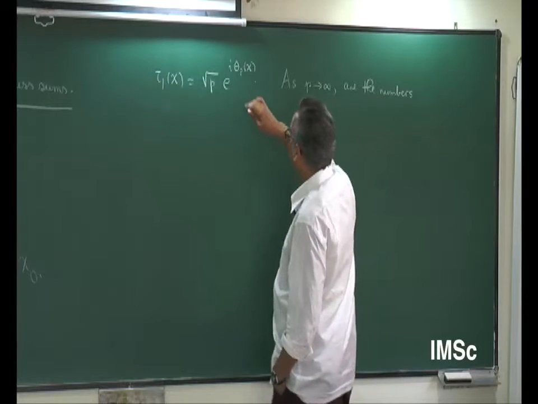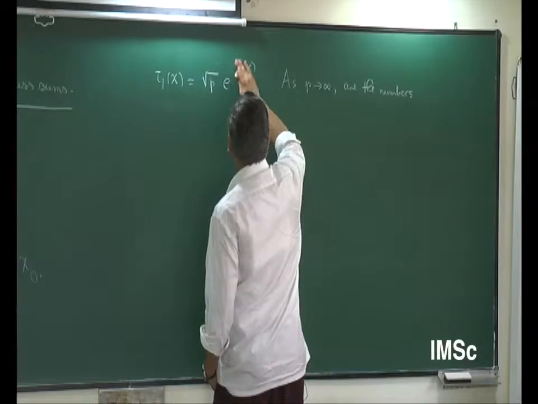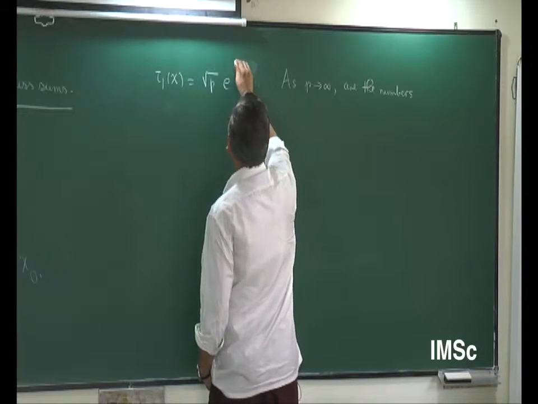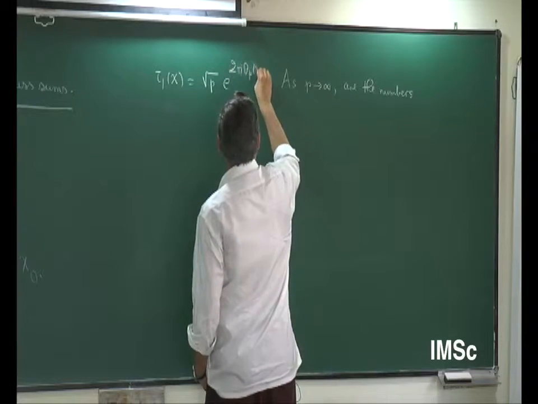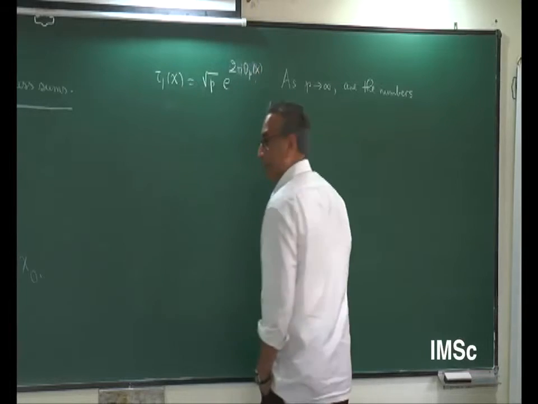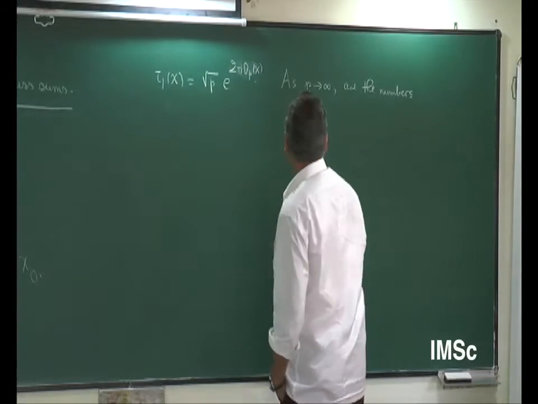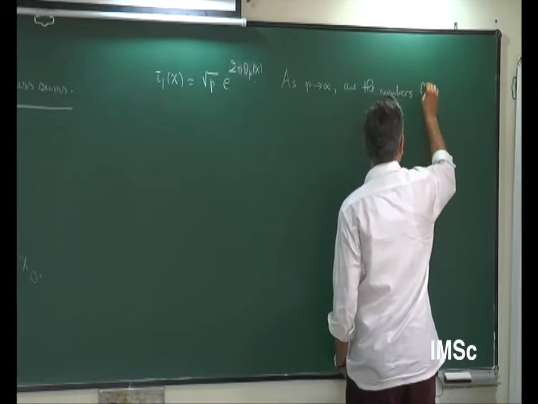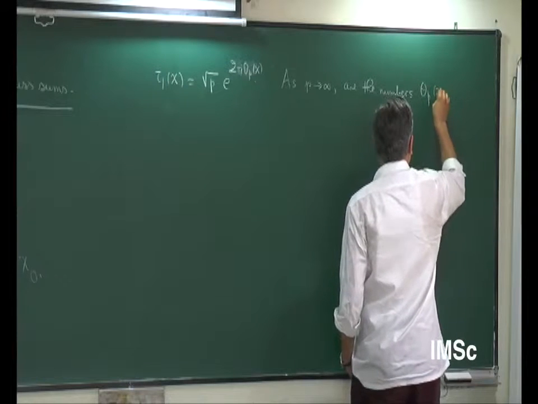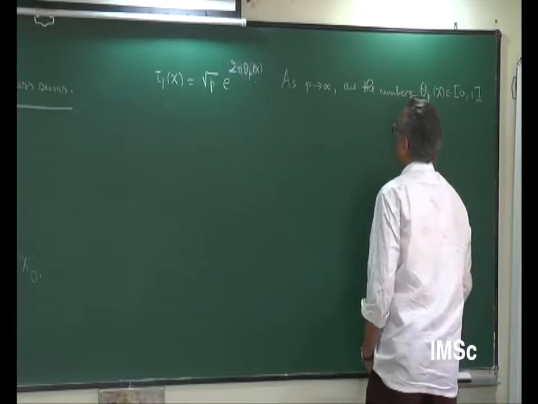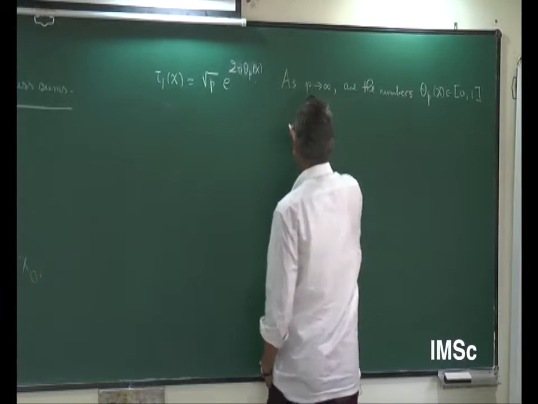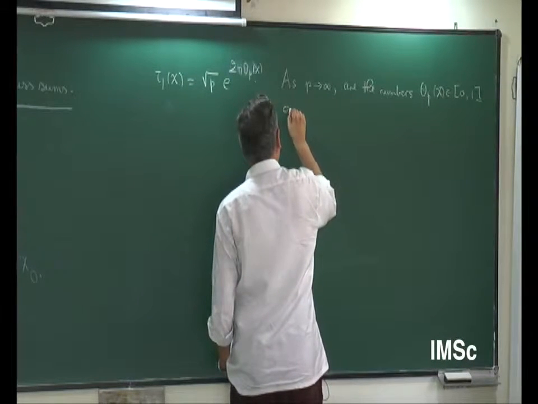if you want, by the way, we could put 2 pi i; it doesn't really matter. So that my theta is between 0 and 1 now. Are the numbers theta p of chi in this interval 0, 1 equidistributed? Sometimes you also use the words uniformly distributed, equidistributed.